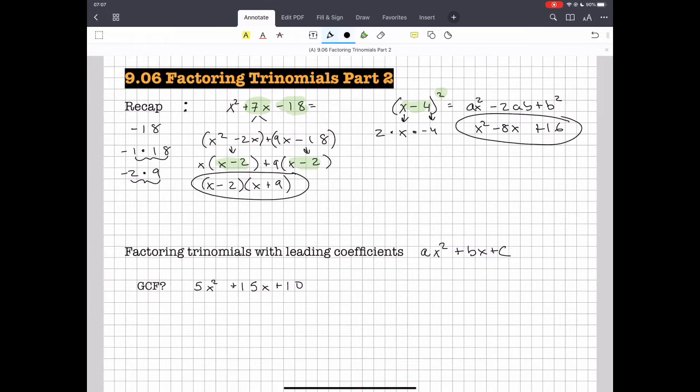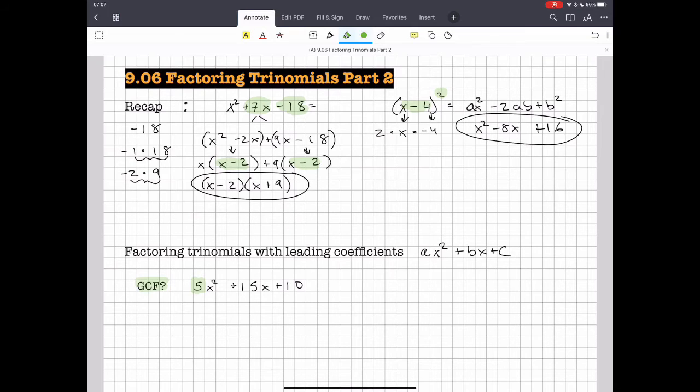So the problems we have today are very similar to what we did last week. The only difference now is that we have a coefficient in front of the x squared. So we're going to look at how to factor these. But the first thing we always want to ask ourselves is, is there a greatest common factor? Because if there is, we can take that out first.